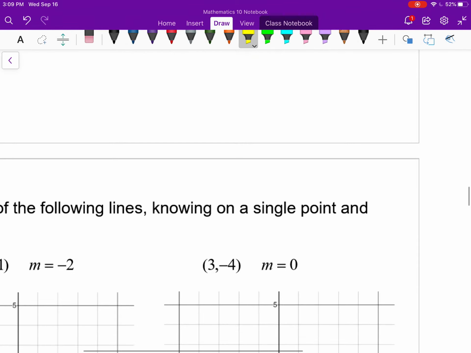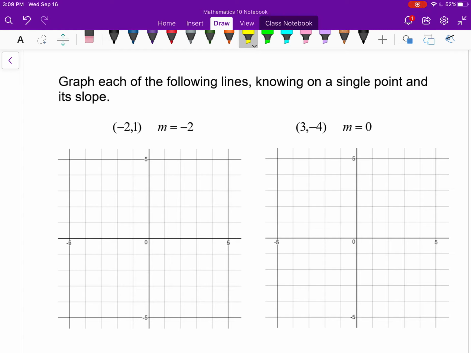All right. So for these two here, it's kind of the other way around. I want us to graph a line with just what I give you right here. And what do I tell you? For each of these, I tell you that a line goes through a point. In this case, for this first one, -2, 1, and has a slope of -2. So just from those two things, I can visualize this line with great accuracy. So how do we do this?